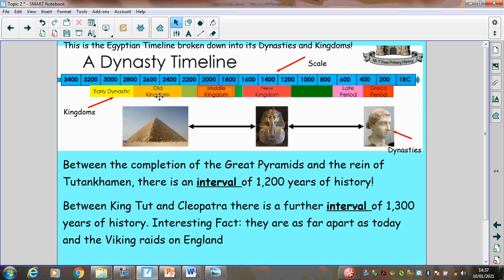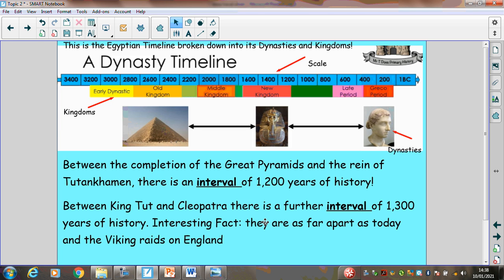The ones that you need to recognize are the Old Kingdom, the Middle Kingdom, and the New Kingdom. And you can see there's huge spans of time for each, and when certain things happened. And then along here we've got dynasties. So this is obviously Cleopatra, this is King Tutankhamun, and then right back here is actually when the Egyptians started creating the pyramids.